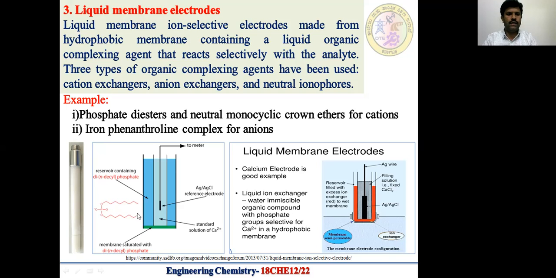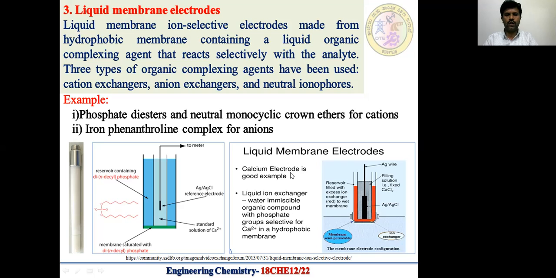There are three types of organic complexing agents have been used. They are cation exchangers, anion exchangers, and neutral ionophores. Example, complexing agents like phosphate diesters and neutral monocyclic crown ethers used for the detection of cations. Similarly, iron phenolphthalein complexing agent used for the detection of anions.